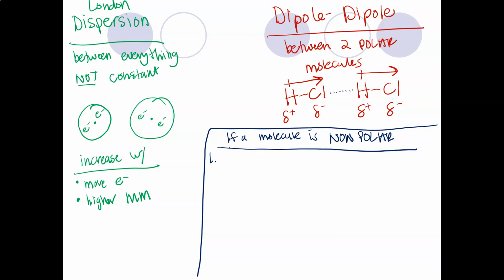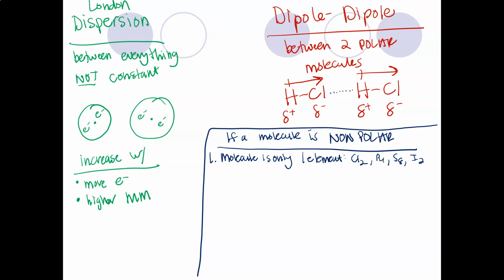Step 1. The molecule is made of only one element. Example, Cl2, P4, S8, I2. So Cl2, the only element in there is chlorine. Yeah, there's 2 of them, but they're the same. P4, there's 4 atoms, but they're all phosphorus. S8, there's 8 atoms, but they're all sulfur. They're all the same element.